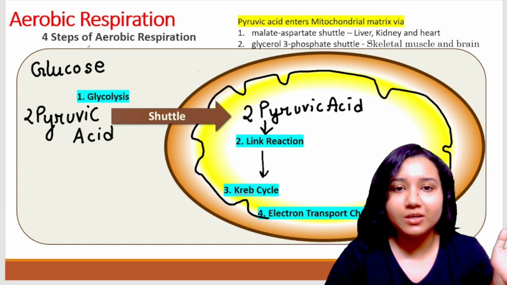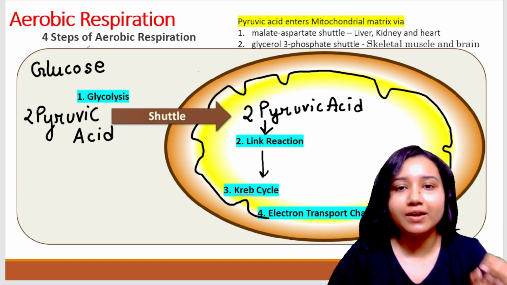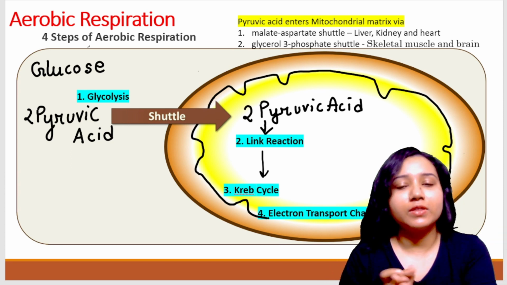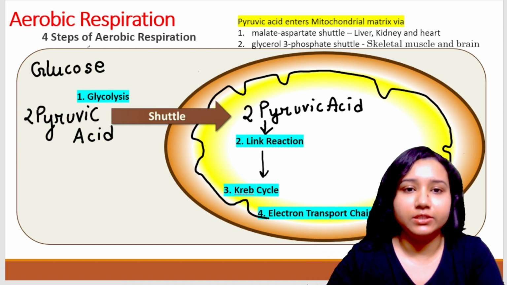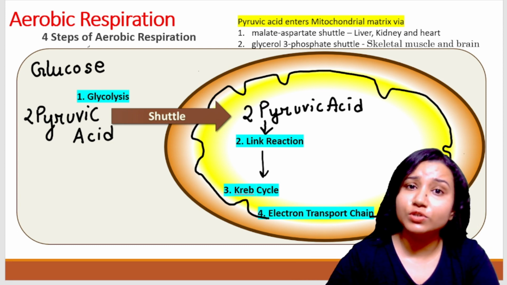That we have been studying in lower grades, the simple formula, right? That glucose is broken down in the presence of oxygen and we are getting water, carbon dioxide, and the energy, but rather we can see there are four steps involved.